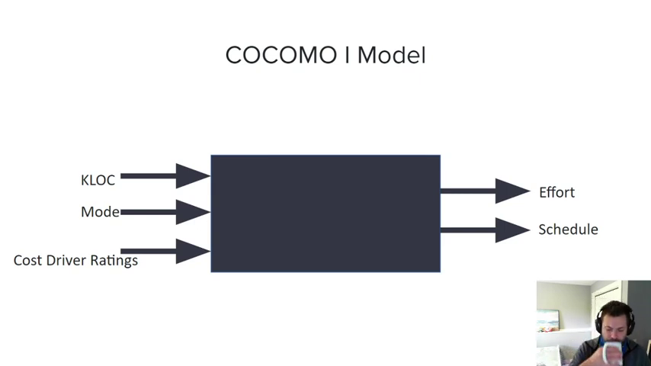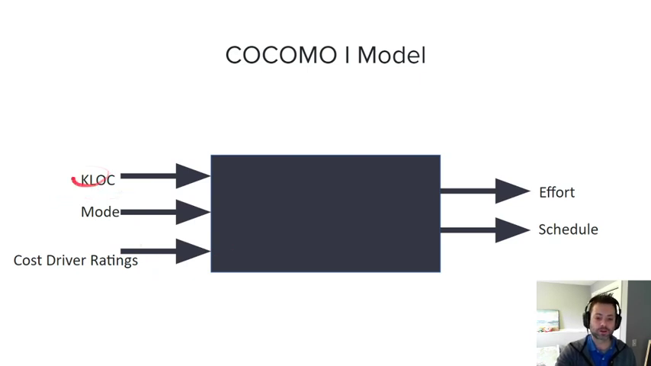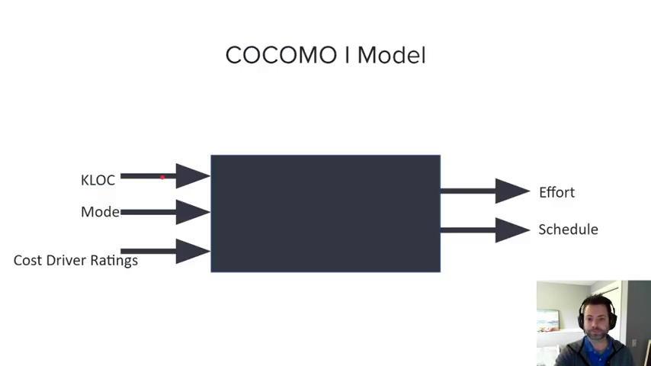So, what we care about simplistically is how many lines of code, what mode are we going to be running this model in, which we're going to talk about in the next slides, and then the cost driver ratings, which we're also going to be talking about soon. Kilo lines of code is basically all of these points here, kind of lumped together. And what do we get out of this model? We get how much effort it will take and an approximate schedule. And it being an algorithmic model, we should have a fairly decent schedule out of this.